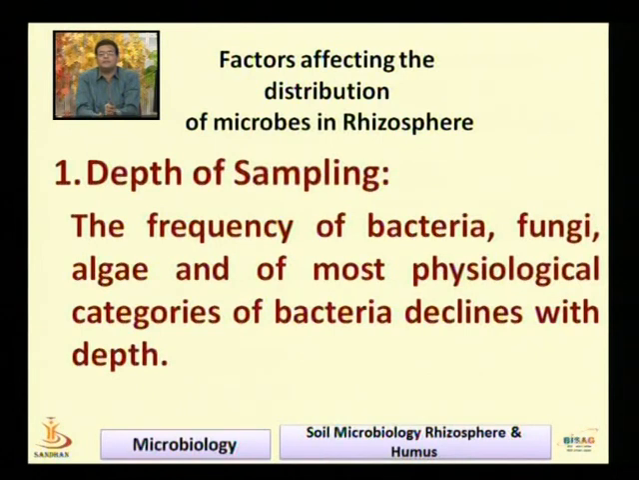Now we will cover some of the factors affecting the distribution of microbes in the rhizosphere. The first factor is called depth of sampling. We know that the frequency of bacteria, fungi, algae and other microbes, their number and diversity, both decrease as the depth of soil increases, because as depth increases, oxygen availability also decreases, as do the availability of organic matter, light and all these things. So obviously more population is found in surface soil or subsurface soil, while less population is found in deeper regions.